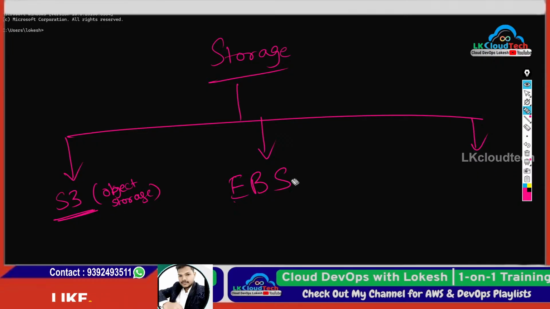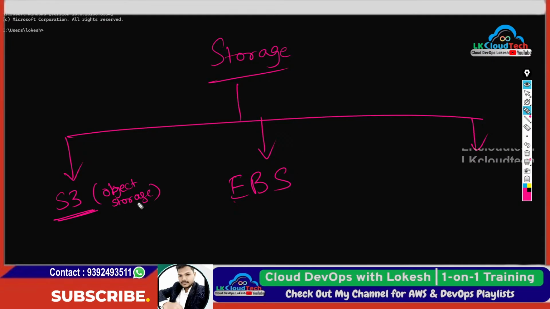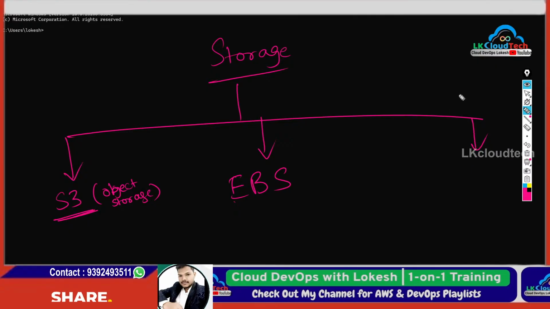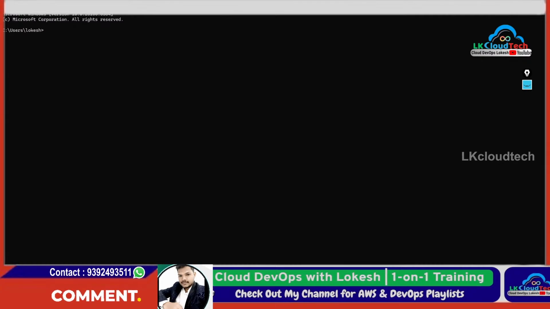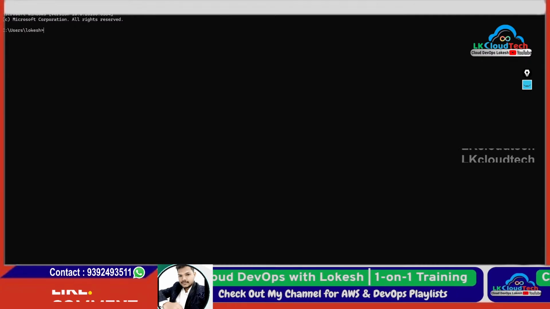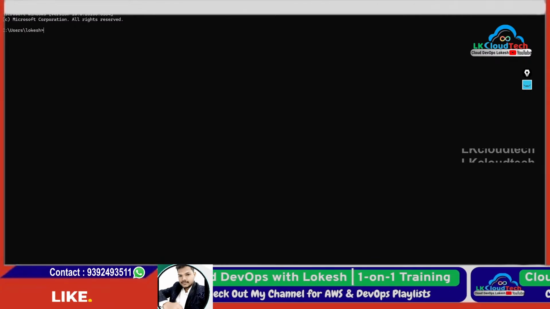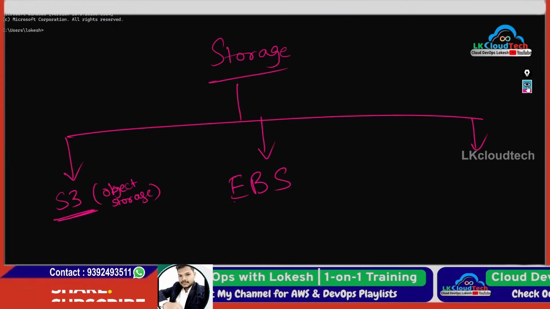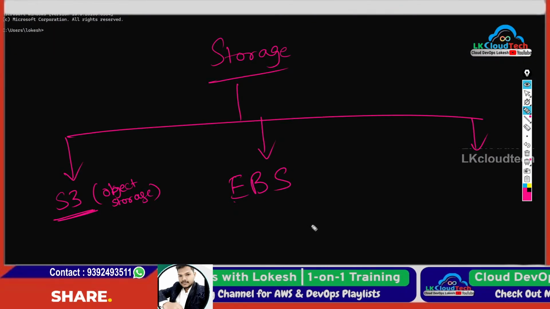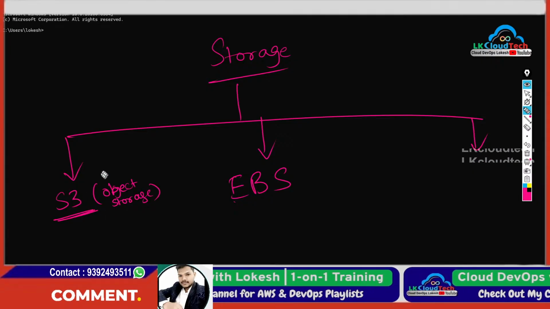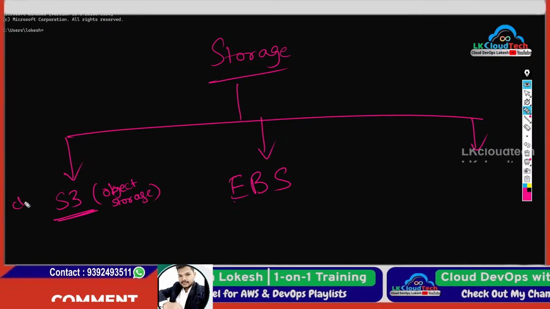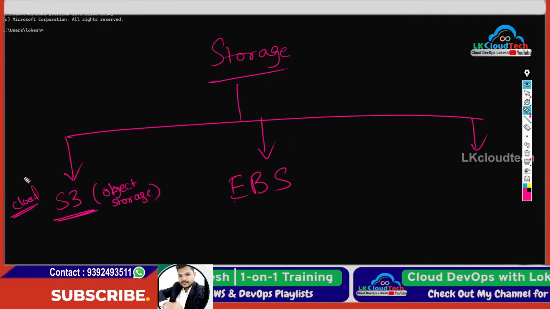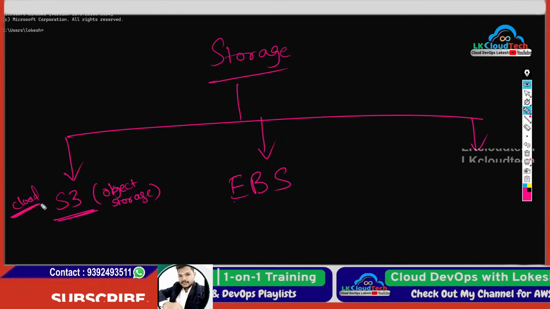What is S3? It's like a file storage, like objects, like files, where your data is stored. Exactly. S3 is an object storage. It is cloud storage; it backs up and manages data. So here it is cloud storage.